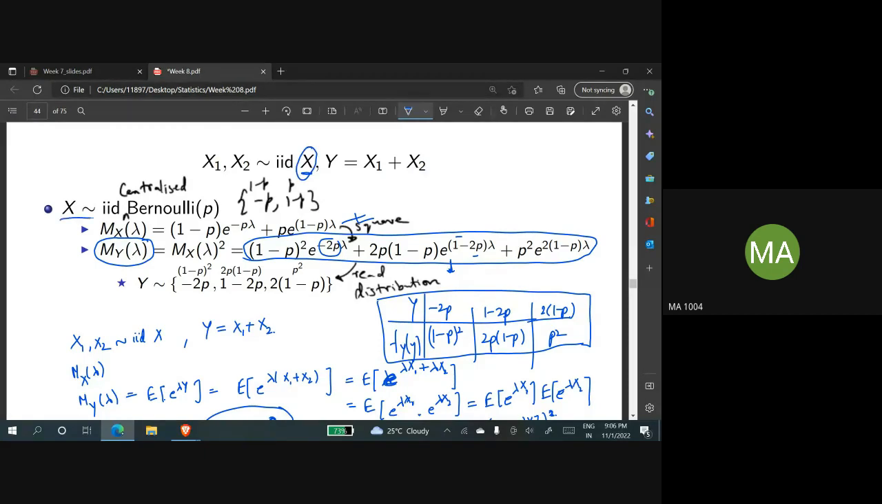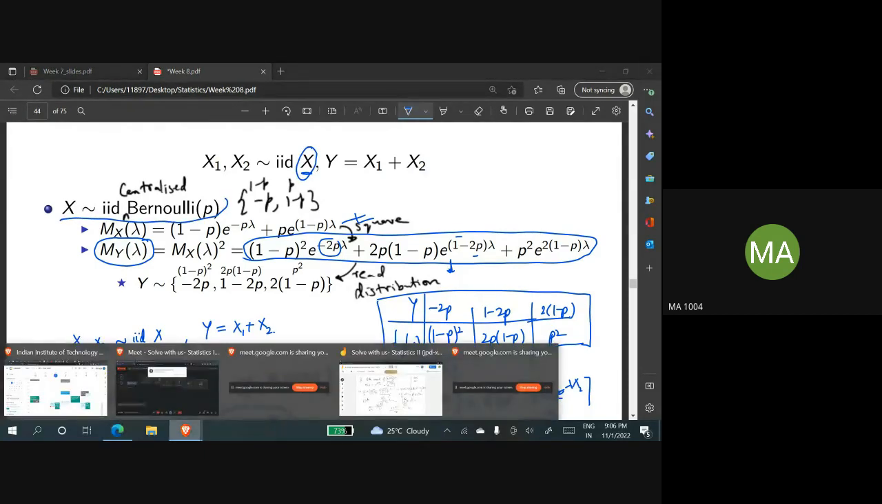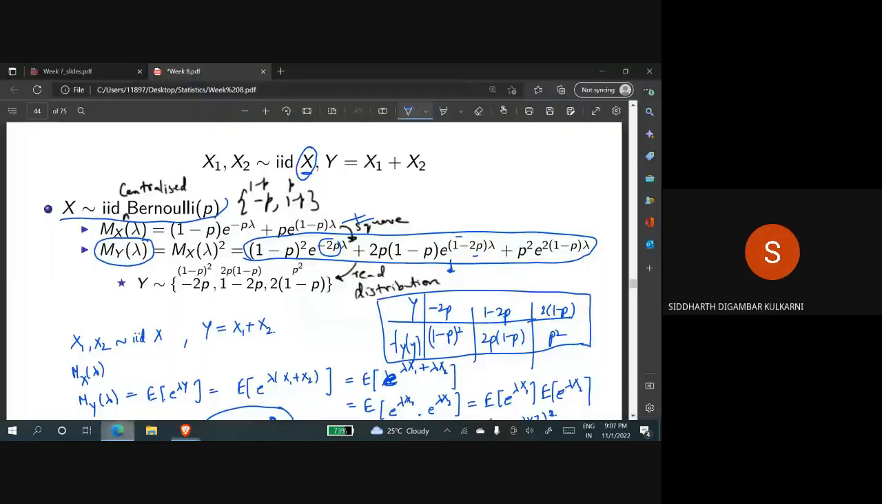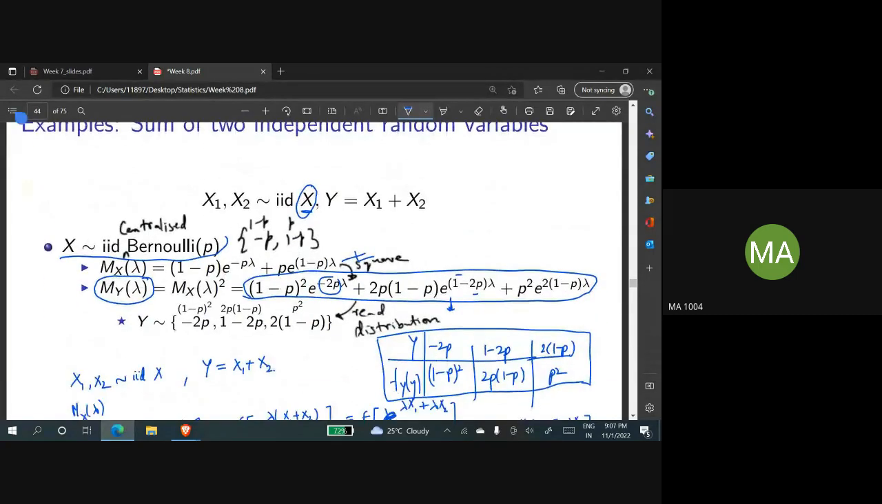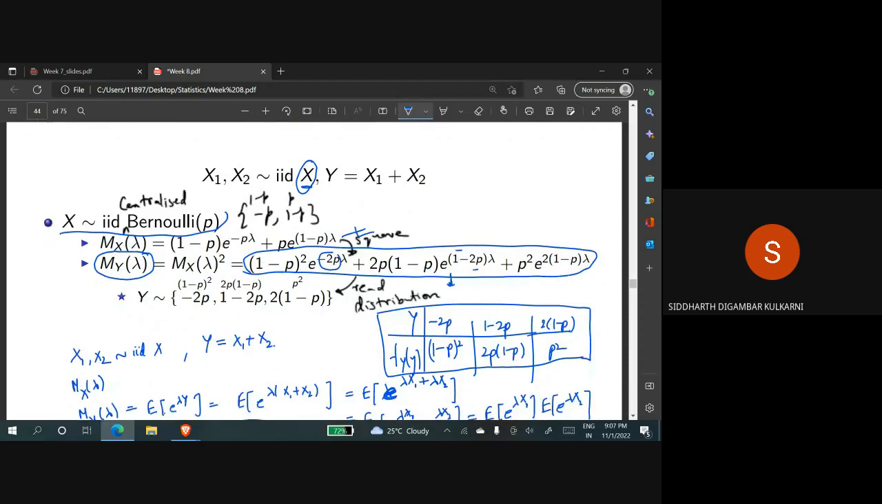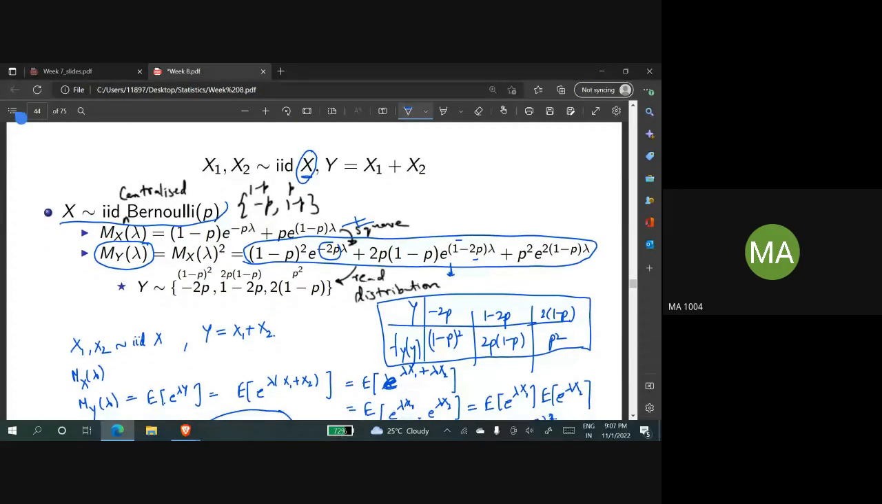No, we are saying it is IID Bernoulli p here. Bernoulli is not centralized Bernoulli. Like we have given it to be centralized Bernoulli. So centralized Bernoulli means the mean is zero. Only then y will have a mean zero.